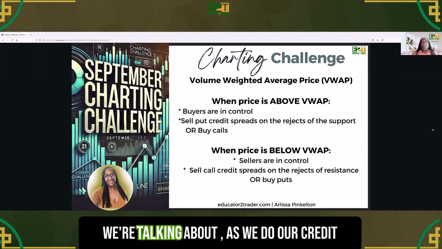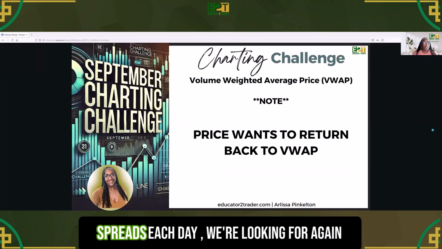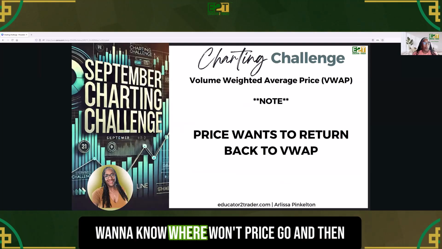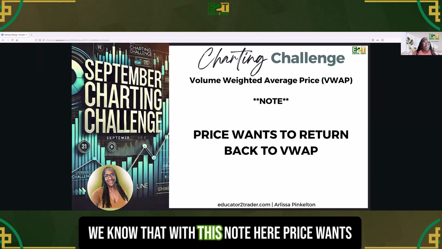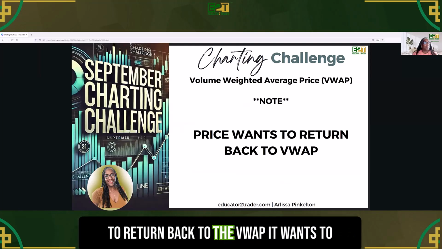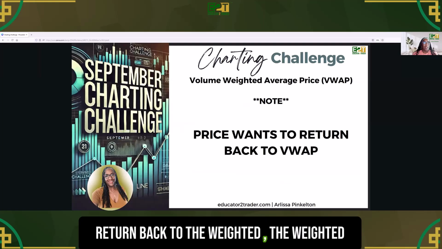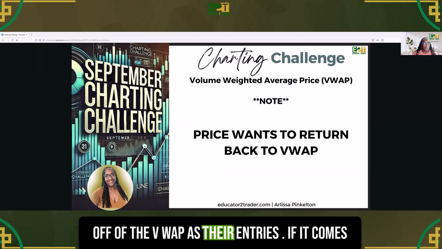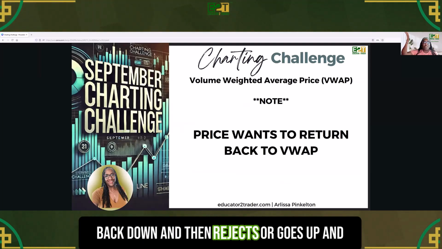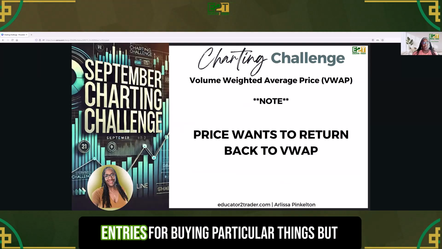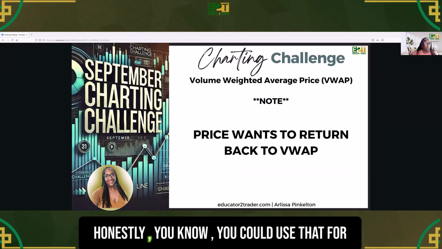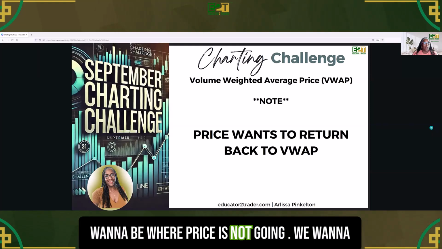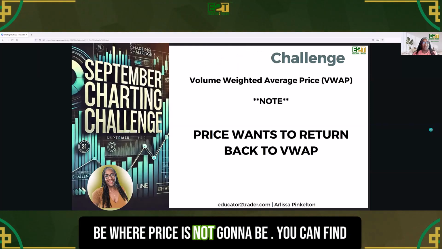The good thing is that, as we do our credit spreads each day, we're looking for, again, the outer bounds. Where won't price go? We want to know where won't price go. And we know that with this note here, price wants to return back to the VWAP. It wants to return back to the weighted average. So some people use a reject off of the VWAP as their entries. If it comes back down and then rejects, or goes up and rejects off, some people use those as entries for buying particular things. But honestly, you could use that for credit spreads as well, because again, we just want to be where price is not going to be.